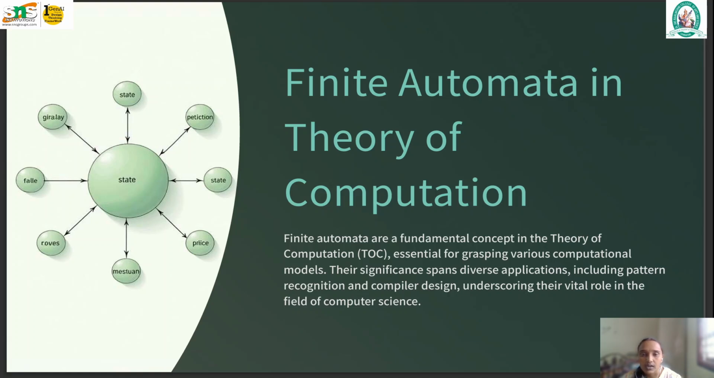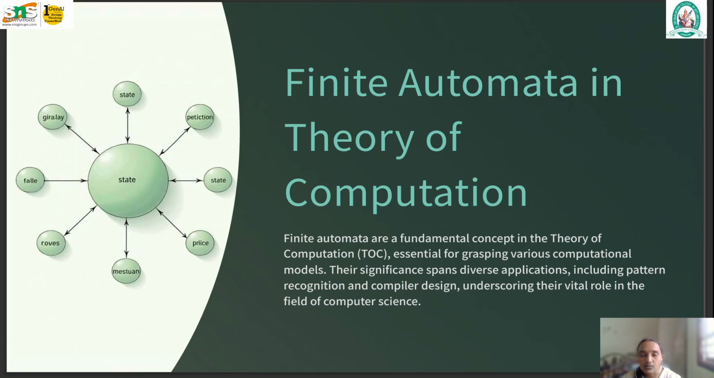Now I am going to handle the subject TOC, Theory of Computation. Shall we move to the subject? Okay, the first one: what is meant by computation? Computation is a process of calculating something. That is called computation.